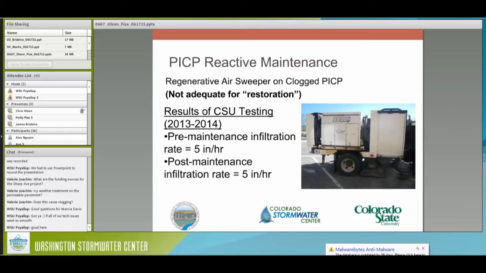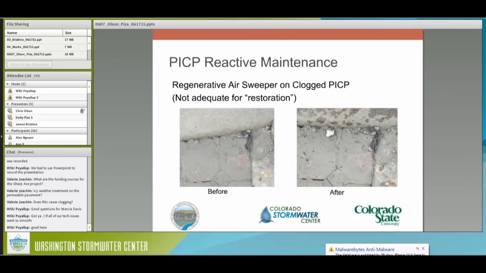And then we went in and measured infiltration rates afterwards, and we noticed that there was really no difference. So that helped us come to the conclusion that regen air sweepers are not really effective or appropriate for trying to restore a clogged PICP site. These pictures are from a same test that Holly did down in Denver. They didn't have to measure infiltration rates here because just a visual test of this site showed that the regen air sweeper did not remove the caked sediment from the surface.